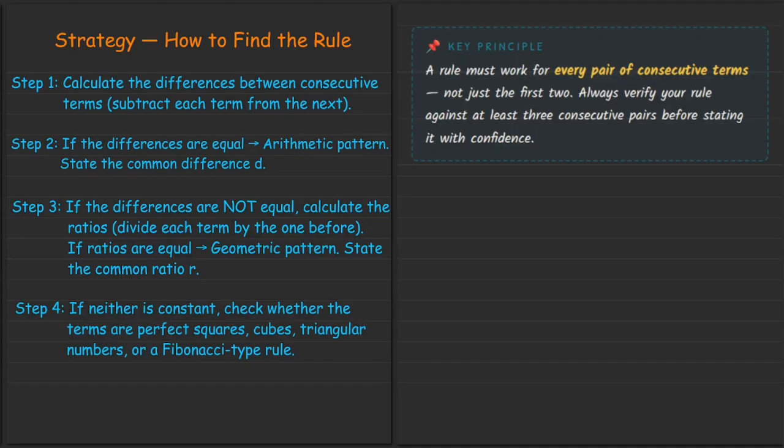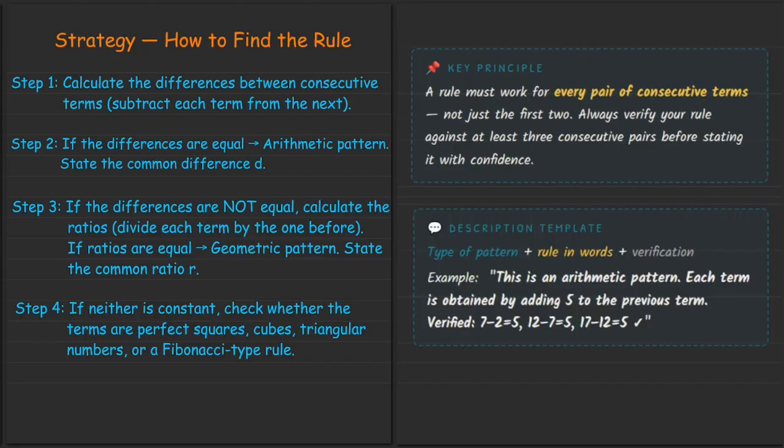Now, the conclusion of your question also really matters. So when it comes to describing your pattern in words, I would give you this template, which says you list the type of pattern, plus the rule in words, plus the verification. As an example, you say this is an arithmetic pattern. Now the rule in words: each term is obtained by adding 5 to the previous term. Then you verify. This is the template we'll be using.